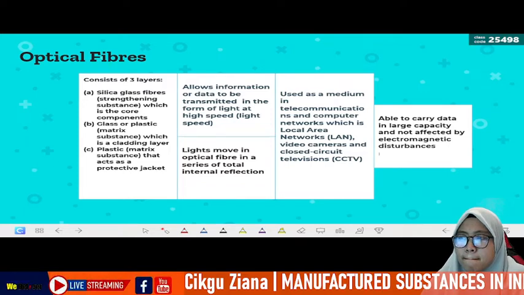It allows information or data to be transmitted in the form of light at high speed. It is also known as light speed. Light moves in optical fiber in a series of total internal refraction. Other than that, optical fiber is able to carry data in a large capacity and is not affected by electromagnetic disturbance. And it can be used as a medium in telecommunications and computer networks, which are local area networks, LAN, video cameras, and closed circuit television, CCTV.